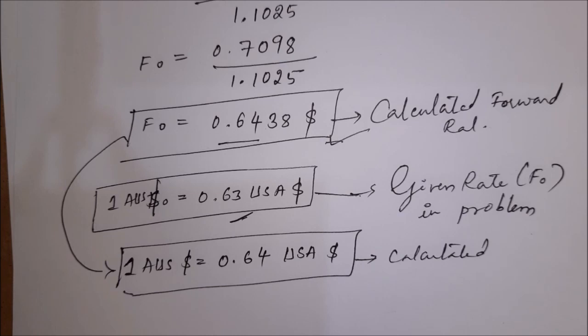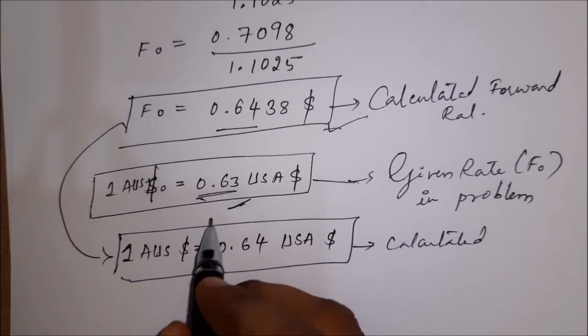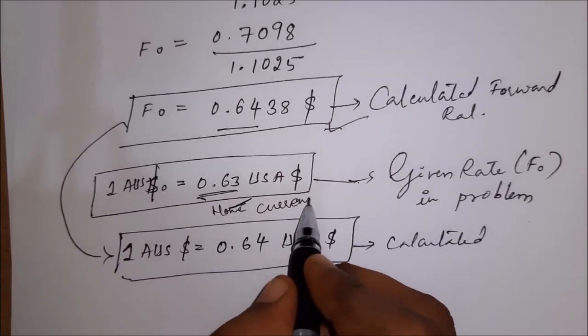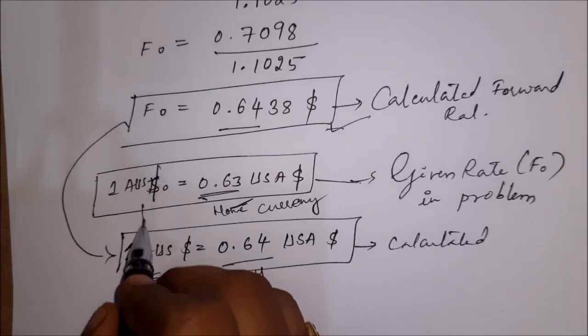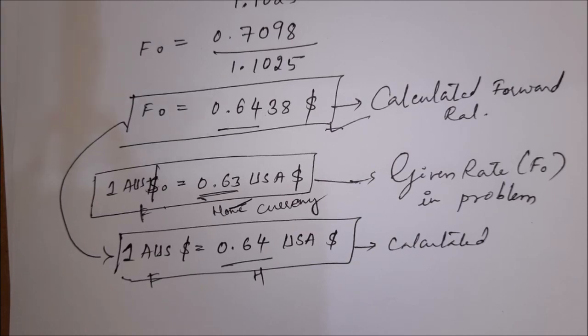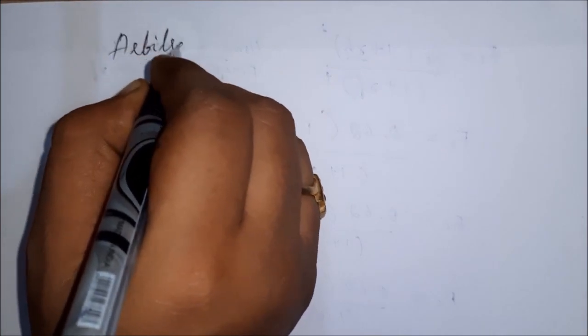Okay, let's see the arbitrage process. You have to show the arbitrage process. 0.63 is in the home currency, and here also 0.64 is in the home currency. 1 unit is considered as foreign currency. Okay, arbitrage process.